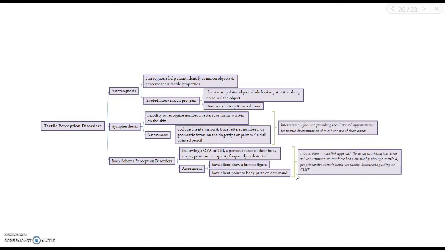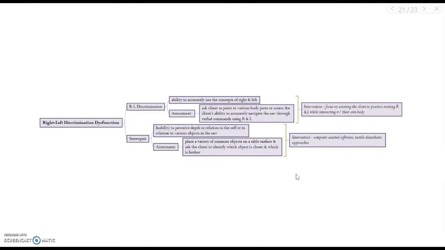Tactile perception: astereognosis, again, is the inability to identify common objects perceived through tactile perception. So again, think of the coins in your pocket. Just review the rest of this.